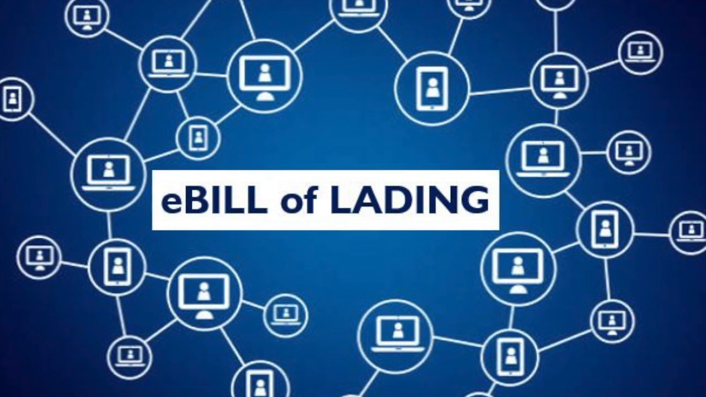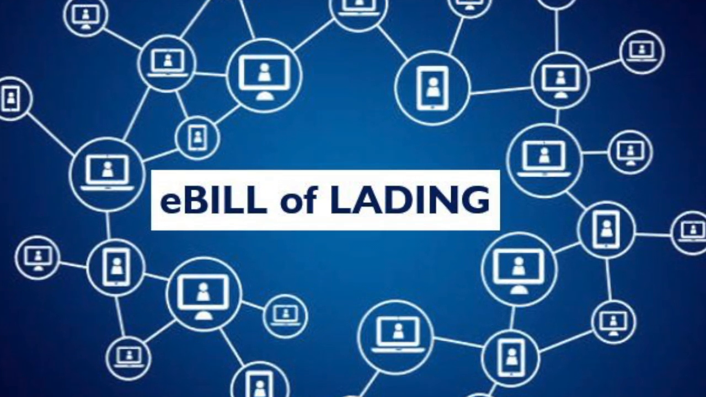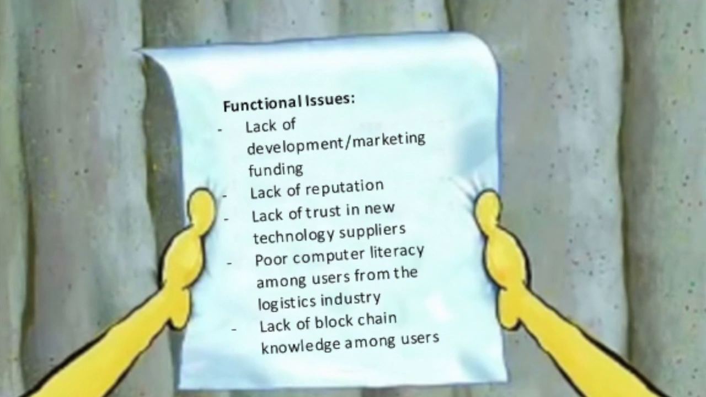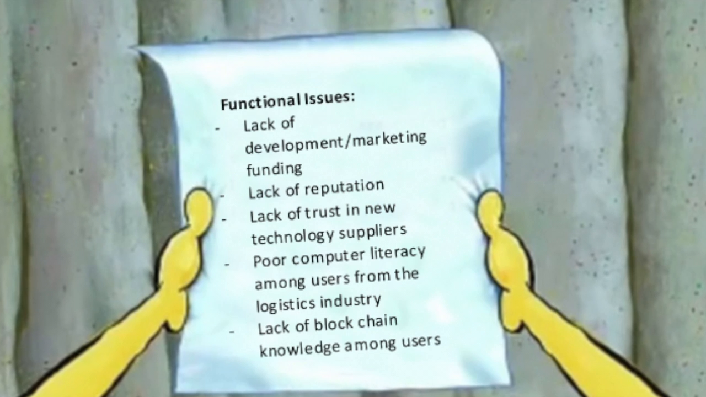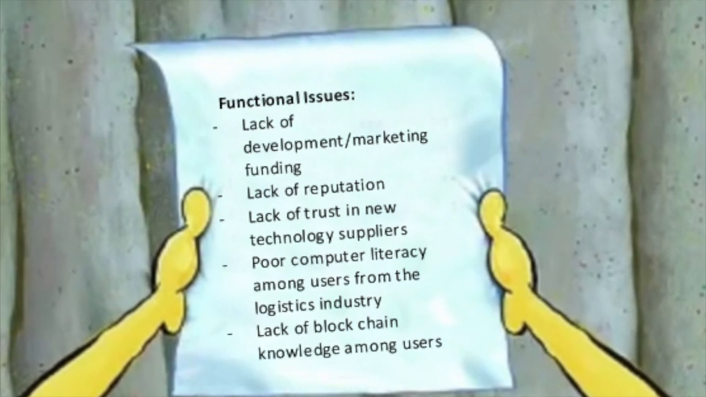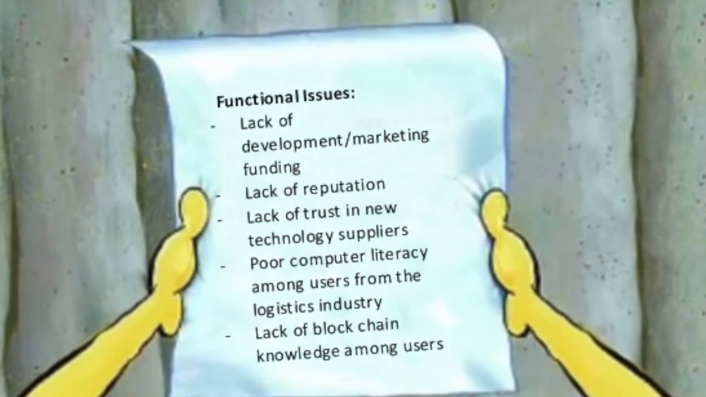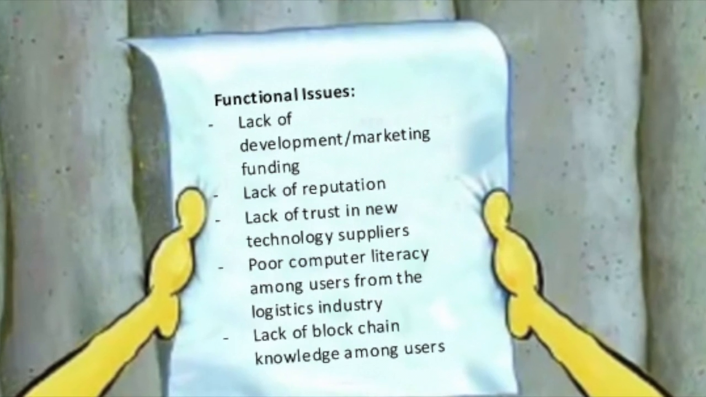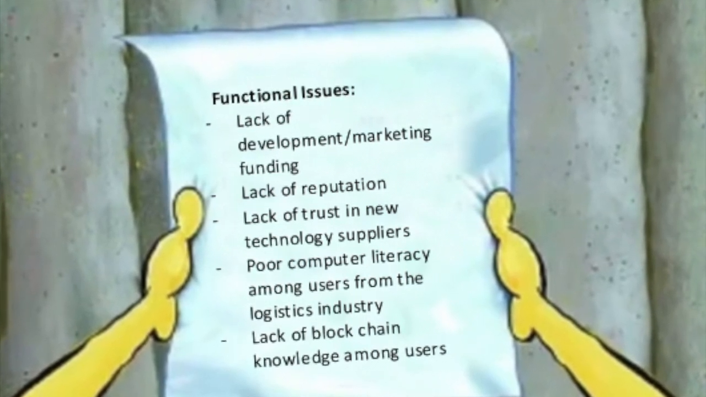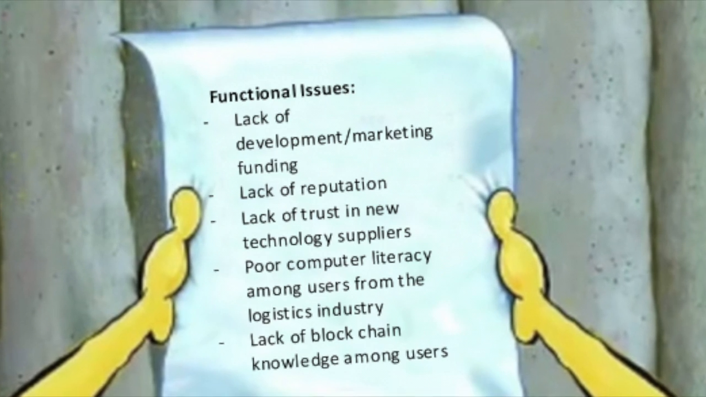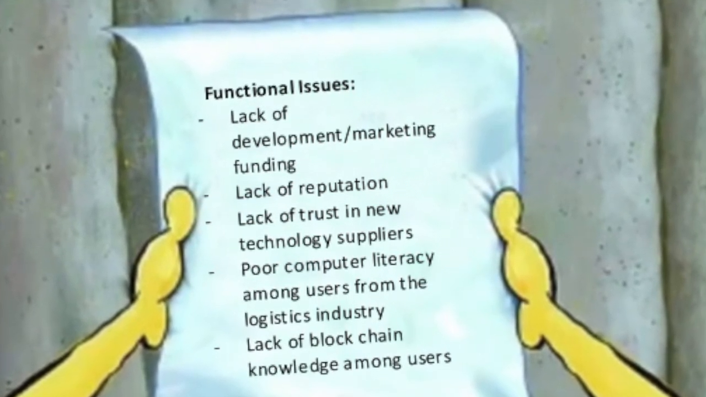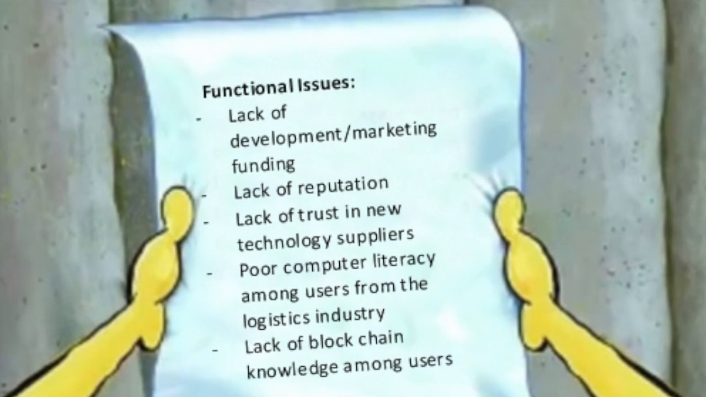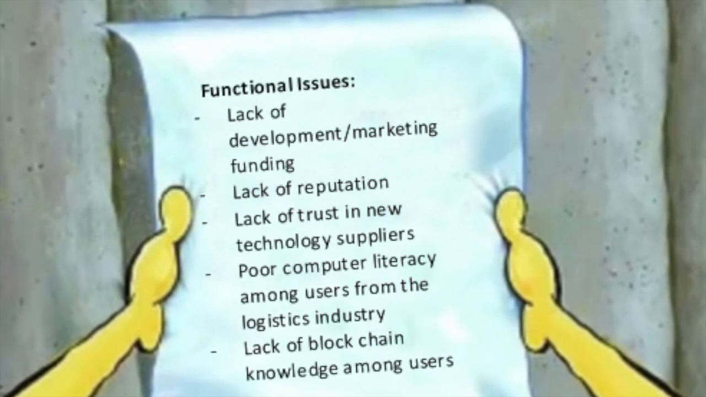There are, however, some functional issues to the use of blockchain with regards to bill of lading. Firstly, lack of development and marketing funding. Secondly, lack of reputation. Thirdly, lack of trust in new technology suppliers. Poor computer literacy among users from the logistics industry. Lack of blockchain knowledge among users from logistics and trade industries. And lastly, the logistics industry is not known as a rapidly changing or developing environment.